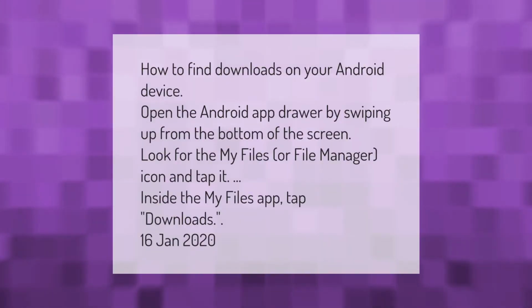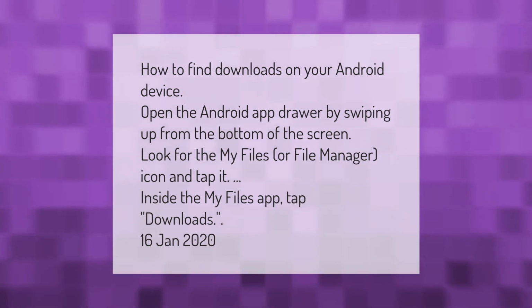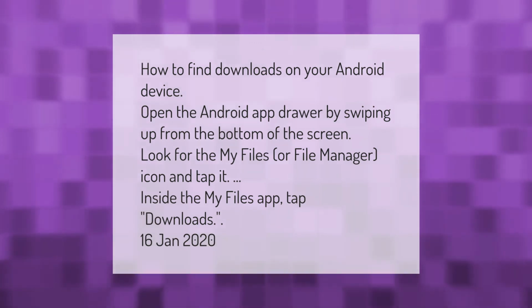How to find downloads on your Android device. Open the Android app drawer by swiping up from the bottom of the screen. Look for the My Files or File Manager icon and tap it. Inside the My Files app, tap Downloads.